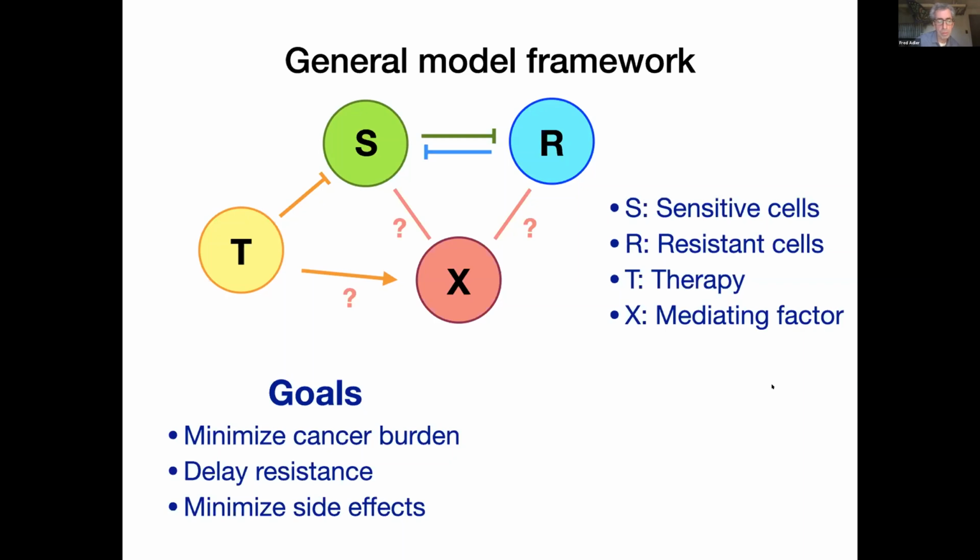And this is what our focus is on, thinking about what are the consequences of different mediating factors in this system. There are many possible goals, which were discussed nicely by Rob just a second ago. We can minimize cancer burden, delay resistance, minimize side effects. Of course, ultimately, we want to extend survival and maximize quality of life for patients. We're going to only focus on one of these, delaying resistance, but of course, the other things can be derived from these models.